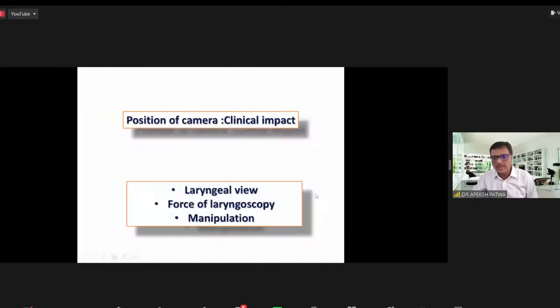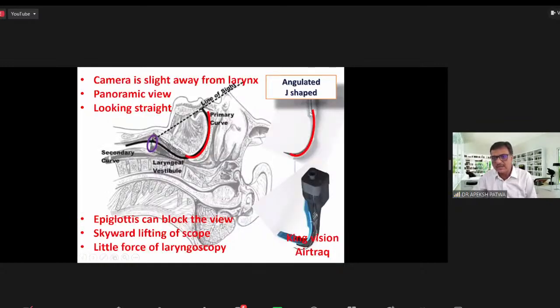If you look at the Kingfisher, Airway or Pentax, the camera is positioned a little bit away from the larynx, this red pointer, and it's looking straight. As it's looking straight, many times you get 50 to 60% focus. You will not get 80 to 100% focus scoring. And the epiglottis partially blocks the view in this case. So to get the complete view, a little bit of force is required. You need to lift this camera upward. So many times with this type of laryngoscope, you need to make an upward lift of the laryngoscope to get the complete view.